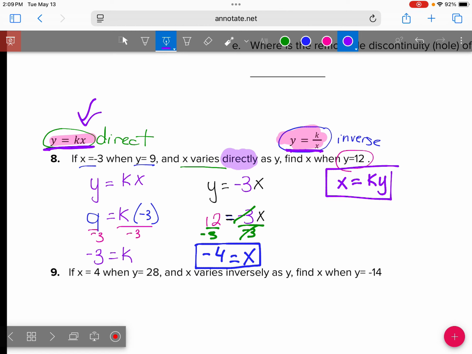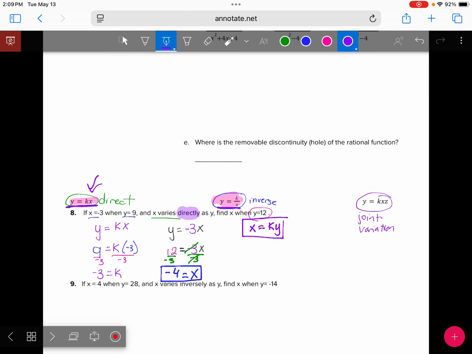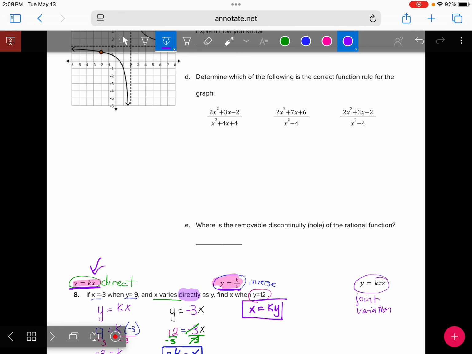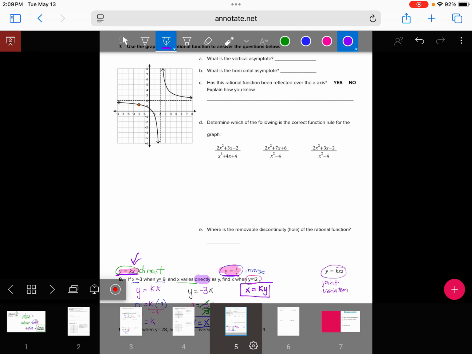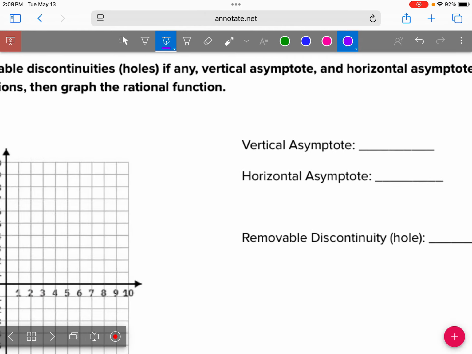Okay, for name the asymptotes, at the top of that page, number 7. No, I'm talking about just anyone that says name it. Horizontal is the H value, and vertical is K, right?